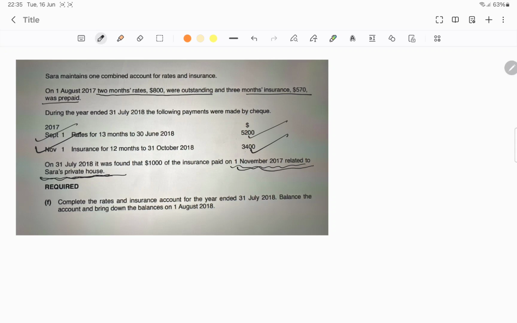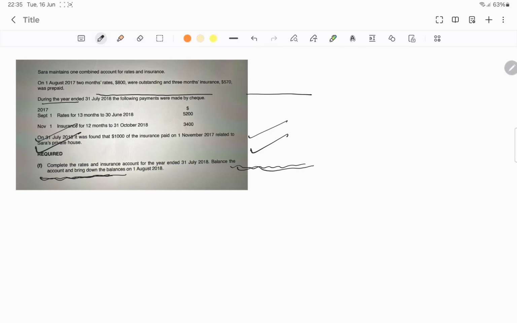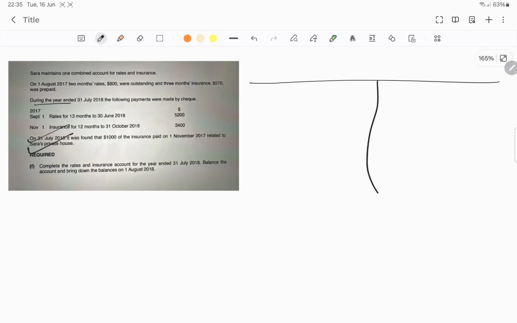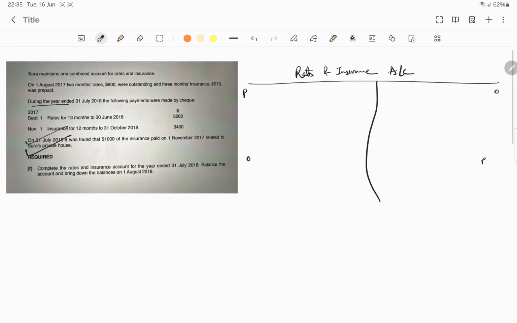So we need to make a rates and insurance account. It's a combined expense account. Let's make it: rates and insurance account. Since both are expenses, the concept of prepaid and owing will remain the same.